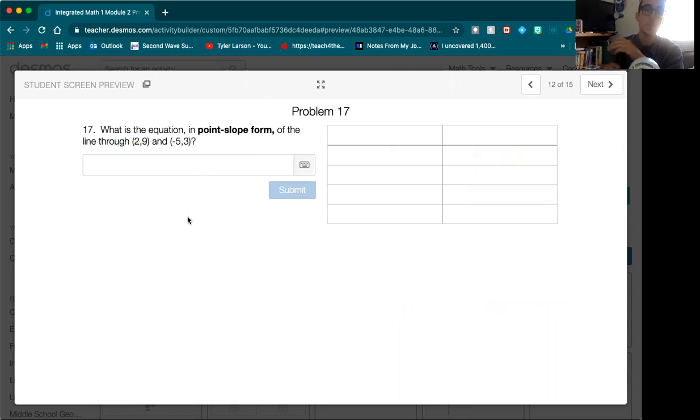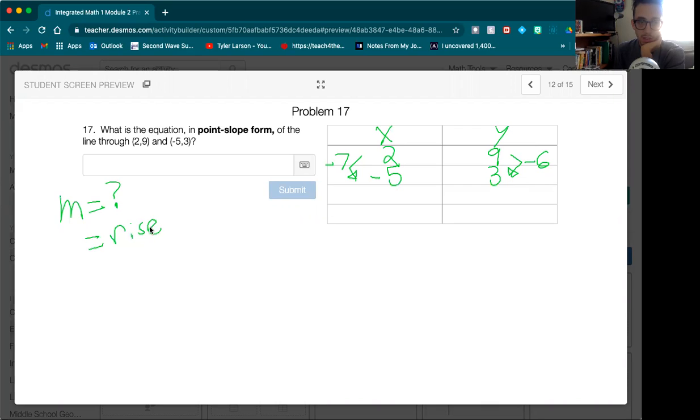Point slope form, I have 2 points. I don't know my slope, so that's an issue. So I'm going to say that my slope is unknown. I'm going to use a table to get a hold of it though. So I'm going to have this as 2, 9, negative 5, 3. 9 minus 3 gets you negative 6. To go into negative 5, I would have to deduct 7. So I'm going to say that in this case, my slope, aka my rise over my run, is going to be negative 6 over negative 7, which is really 6/7.